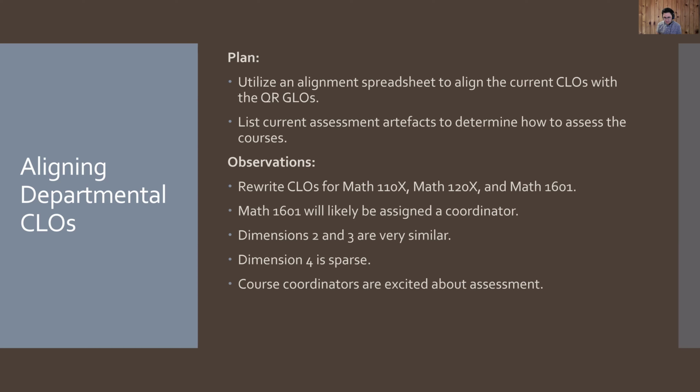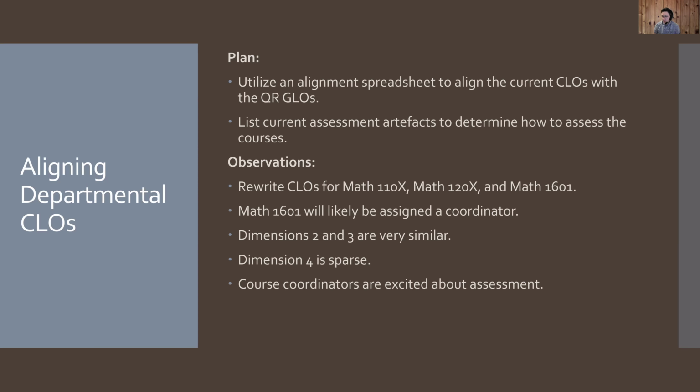We also learned that dimensions 2 and 3 in the QR GLOs are very similar. We sat down for at least 2 meetings trying to distinguish between the two, and we really couldn't find a difference. I ended up talking to one of the faculty members who helped write the quantitative reasoning general learning outcomes, and more or less they said that they are very similar. So maybe in the future these dimensions will coalesce. It's an observation that we had when we were sitting down to do this alignment.